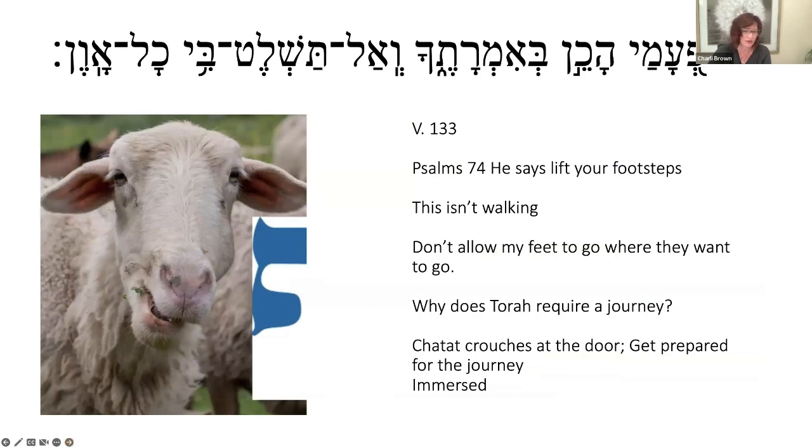Then we're in verse 133. In 133, he says, establish my footsteps by your word and let no wickedness have rule over me. And again, that verse is similar in Hebrew to Psalm 74, where we hear him saying similar things about lifting his footsteps. This isn't about walking. This isn't about a journey.